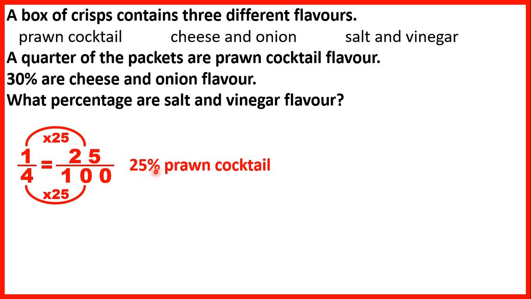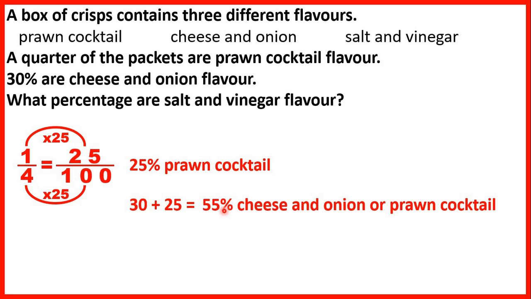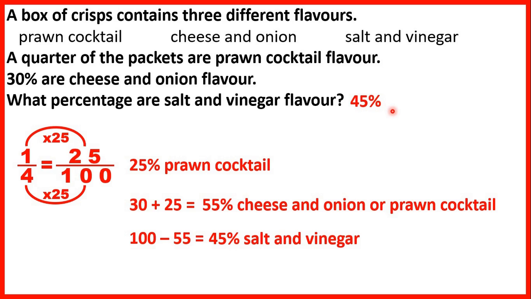So we know that 25% are prawn cocktail and 30% are cheese and onion. So if we add 30 plus 25, that tells us that 55% of the packets are either cheese and onion or prawn cocktail. Now if we want a percentage of a total, that has to add up to 100%. So what we can do is subtract the percentage that we have from 100, and that means that 45% of the packets must be salt and vinegar. So our answer is 45%.